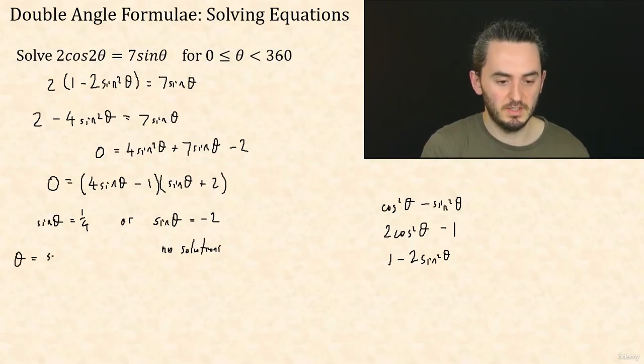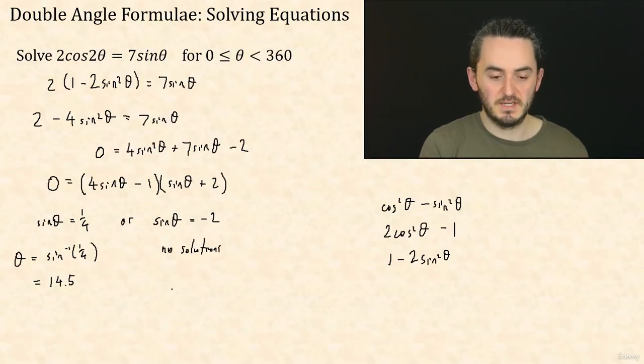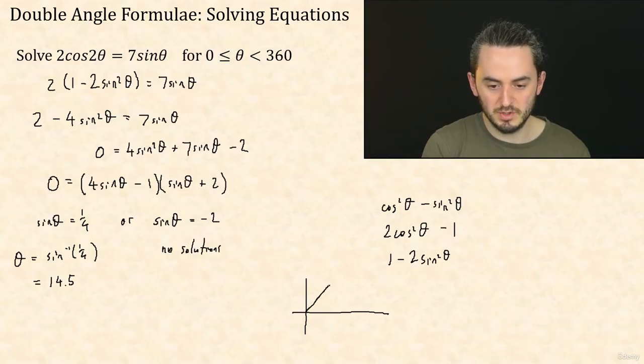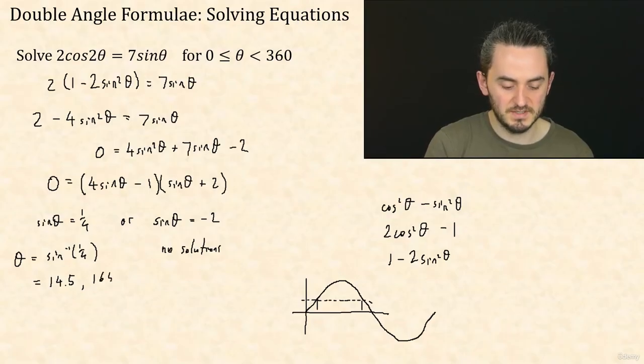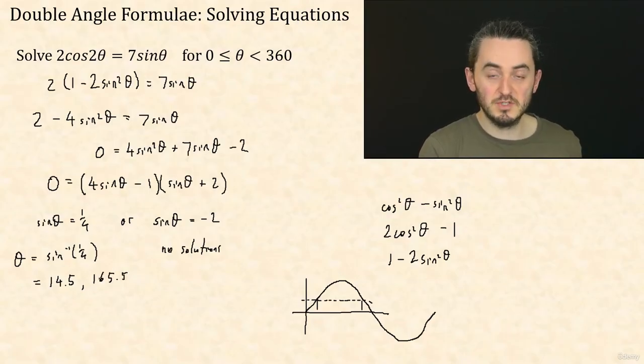Theta equals inverse sine of 1/4, and that is 14.5 degrees. But I want my second solution as well. So remember, with sine, whatever your principal solution is, your next solution is 180 degrees minus that. And the reason is we've just found this solution, and to get this one, it's just 180 minus what we just got. So 180 minus my previous answer gets me 165.5, and we've solved it.